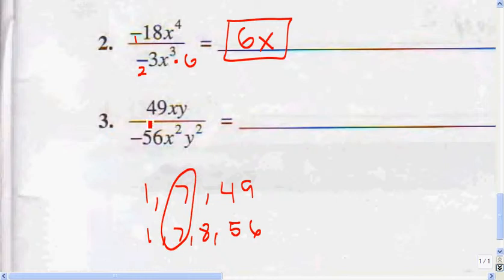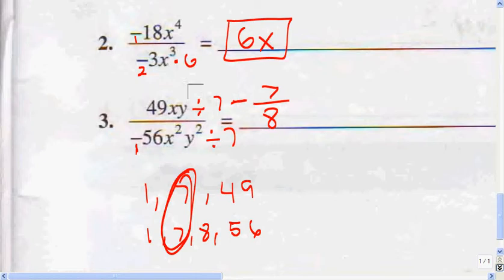To reduce this fraction, I divide by 7 because that's the largest common factor. Okay, so 49 divided by 7 is 7, and 56 divided by 7 is 8. Now you notice here we have an odd number of negatives. There's only one negative, so that's an odd number, so my answer is going to be negative.